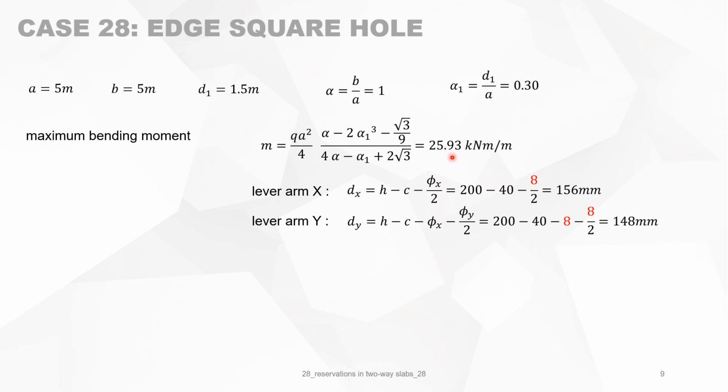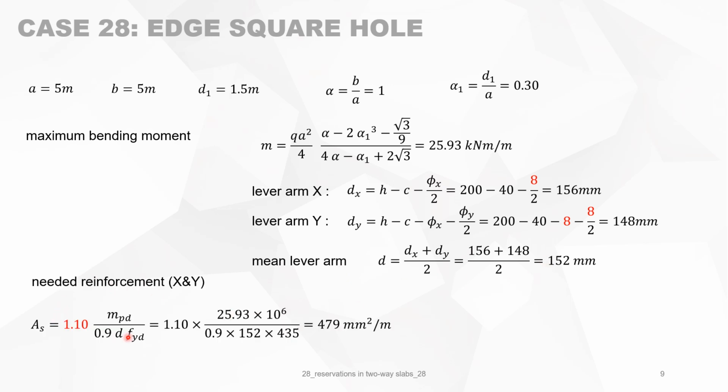We convert this into reinforcement. First, we calculate the lever arm. The mean lever arm is then 152 millimeters, and the needed reinforcement is the maximum bending moment divided by the lever arm and the yield strength of the reinforcement, which is 480 square millimeters per meter. Or it can be done by diameter 8, 10 diameters 8 per meter.